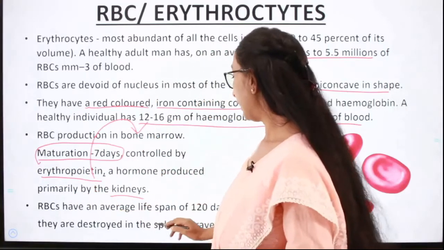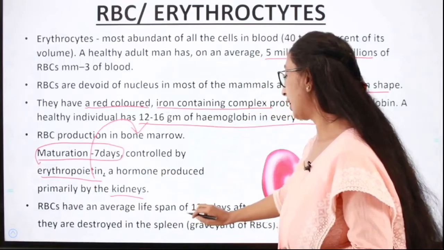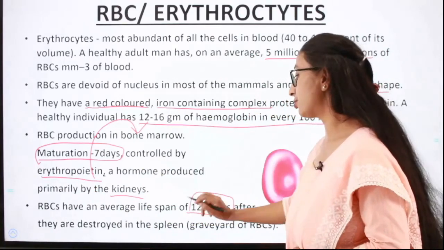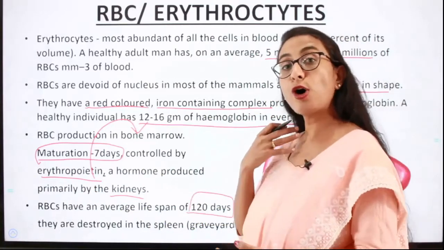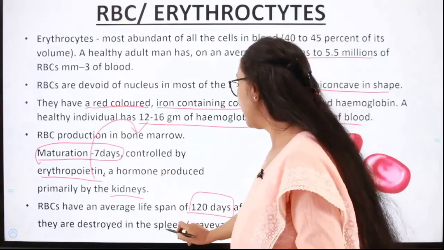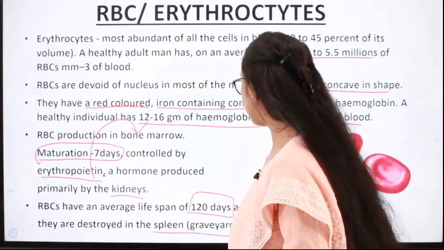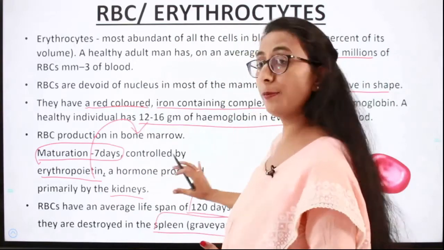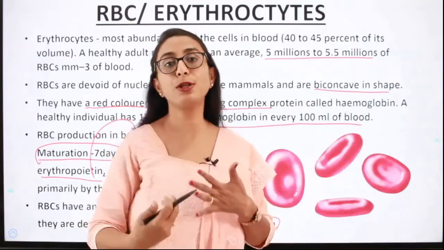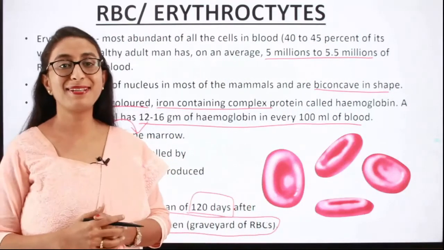Okay, then again the average lifespan of RBC, this can also be a question. So it is 120 days, and which organ the destruction of RBCs happen, that is the spleen. So in this single slide you can find at least 5 to 6 different possible questions which can appear in your examination.